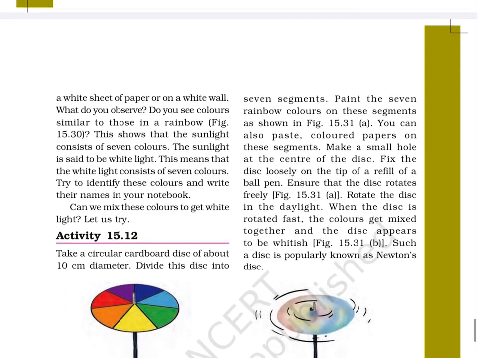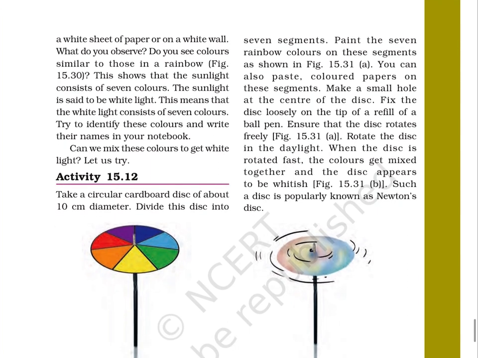Page 187. Do you observe colors similar to those in a rainbow? You can observe this in figure 15.30. This tells us that the sunlight consists of 7 colors. The sunlight is said to be white light. This means that the white light consists of 7 colors. Try to identify these colors and write their names in your notebook.